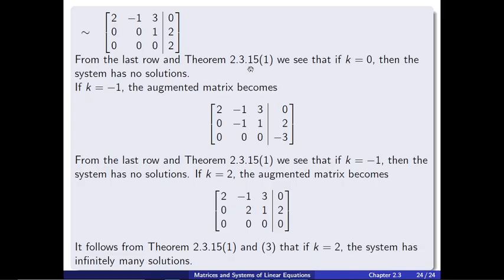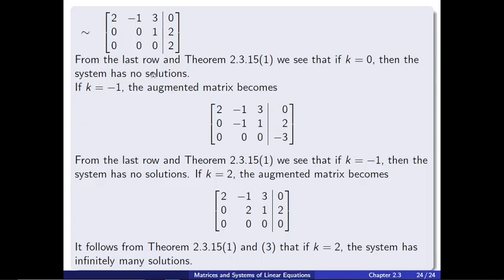Now if we look at the last row, we can see from theorem 2.3.15 that we have got zeros on the left hand side, and on the right hand side we have a non-zero, which means that the system has no solutions because this system is inconsistent, right?